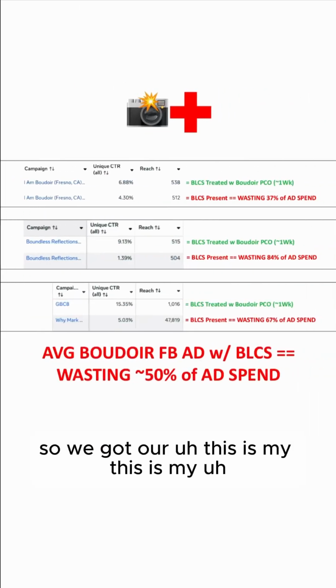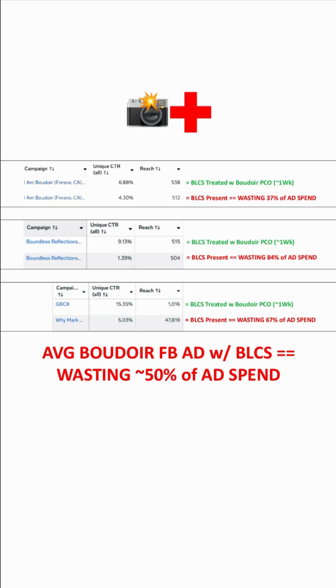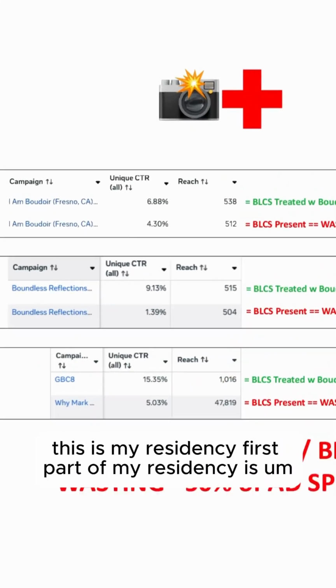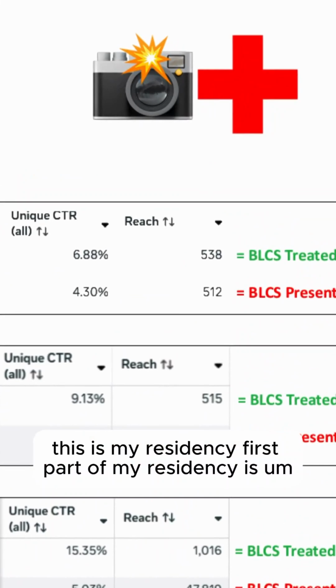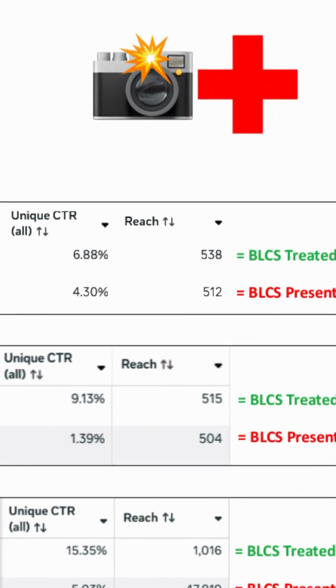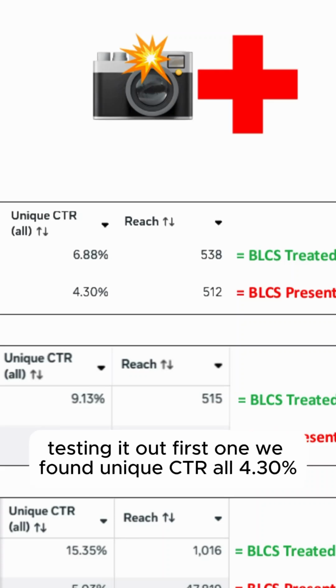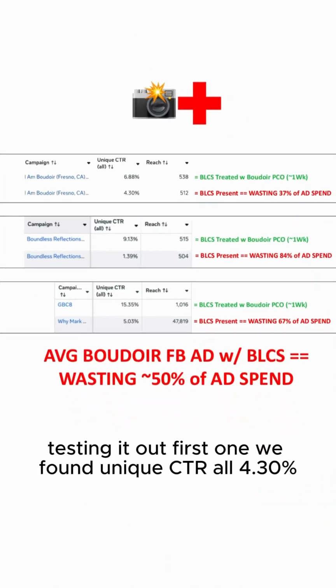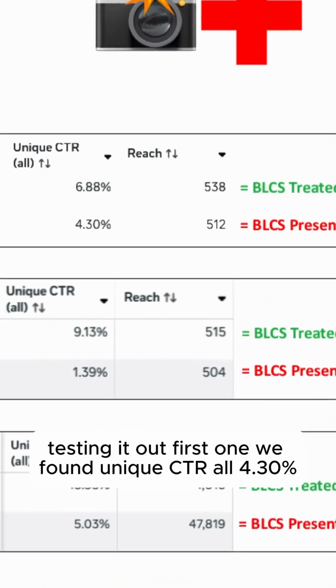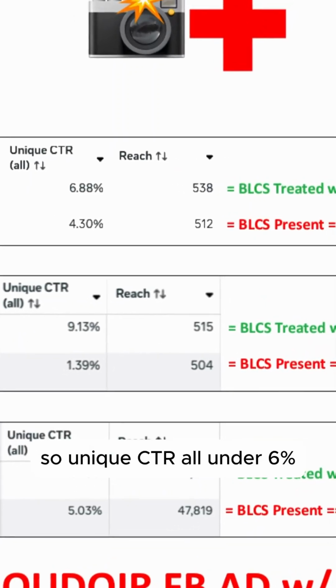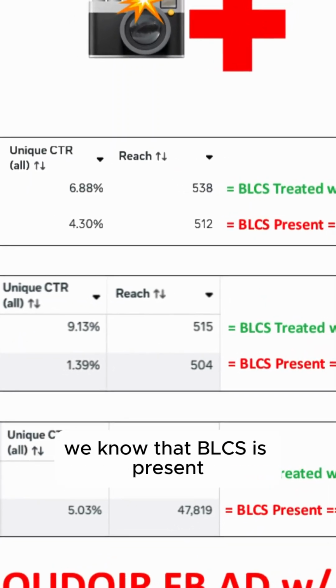This is my residency. The first part of my residency is finding a Boudoir Facebook ad out there, bringing it back to the hospital, and testing it out. The first one we found had a unique CTR all of 4.30%. So unique CTR all under 6%, we know that BLCS, Boudoir low click syndrome, is present.